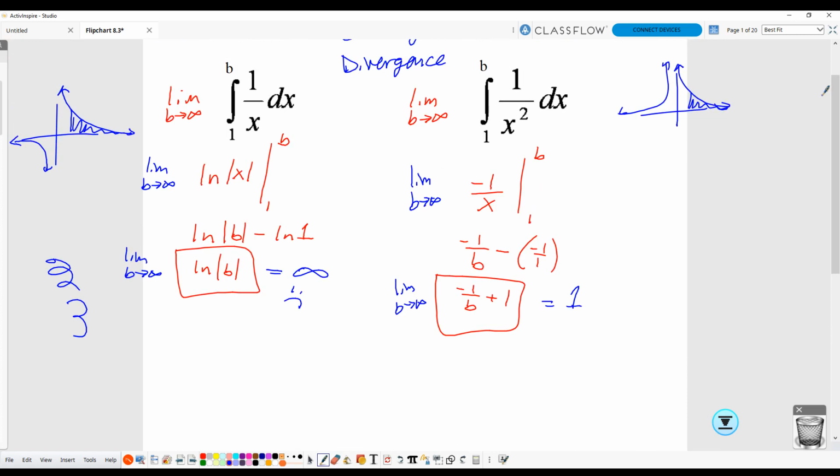But this, added to infinity, I got a number, 1. This, adding to infinity, I got infinity. And there's a difference, and this is kind of the crux of chapter 8 and 9.